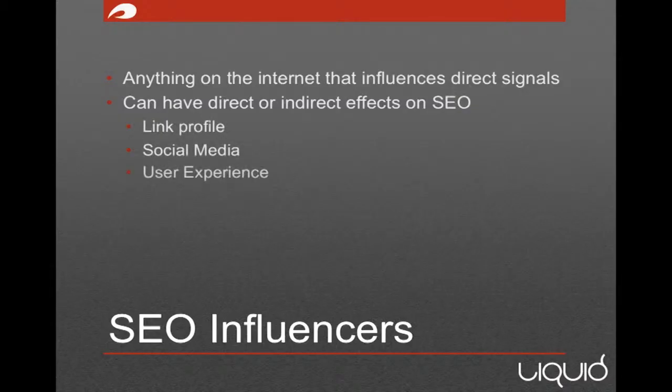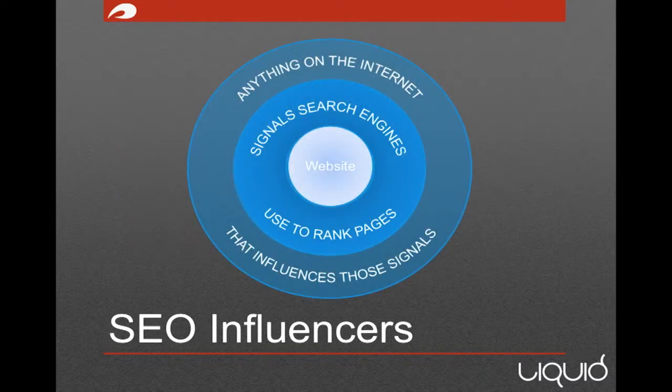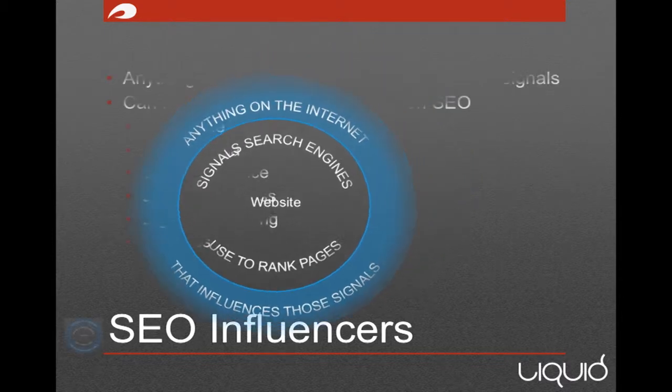And we're going to talk about a lot of different things and how those things directly or indirectly affect your SEO efforts. Now that we're done with the core, we're going to focus on this outer influence of the internet and how it can affect your SEO, starting with your link profile.